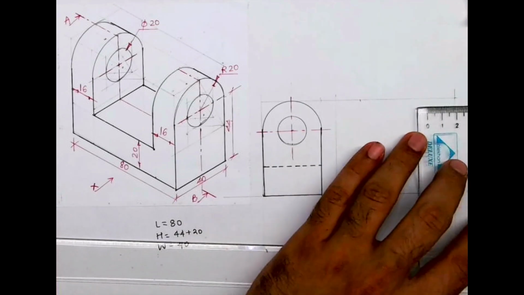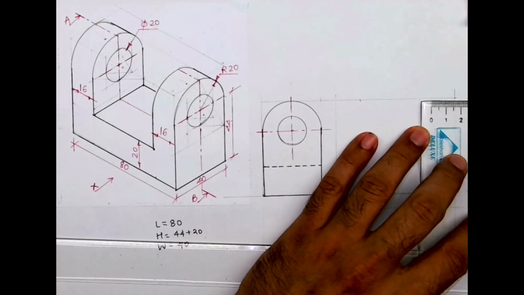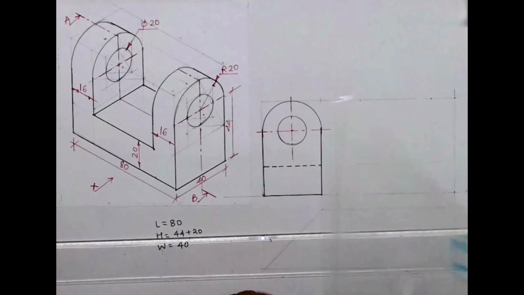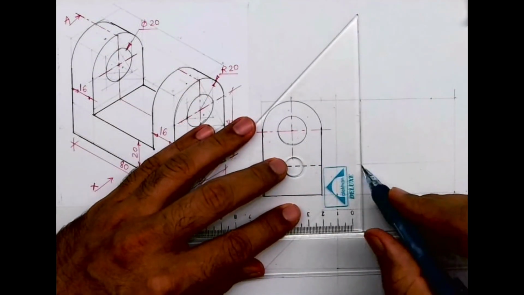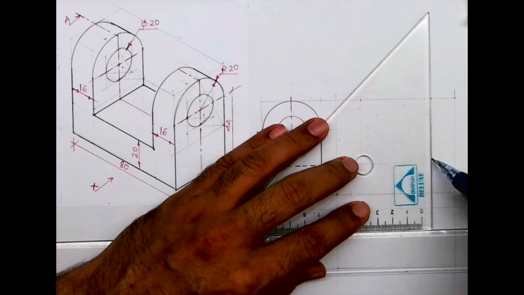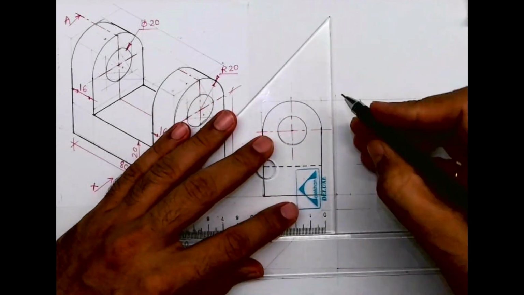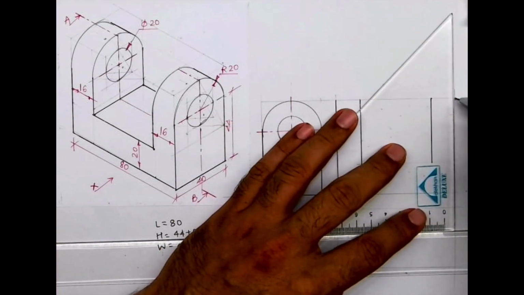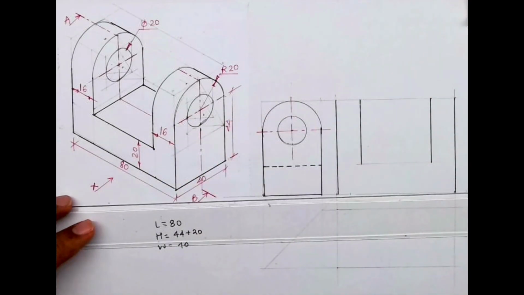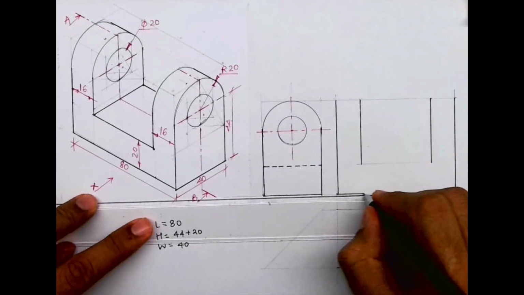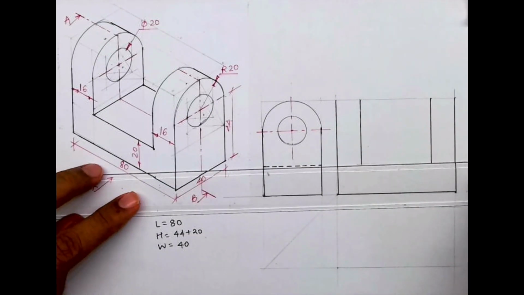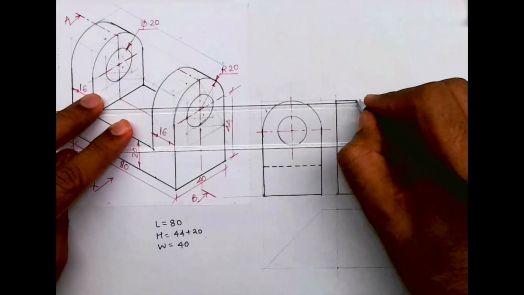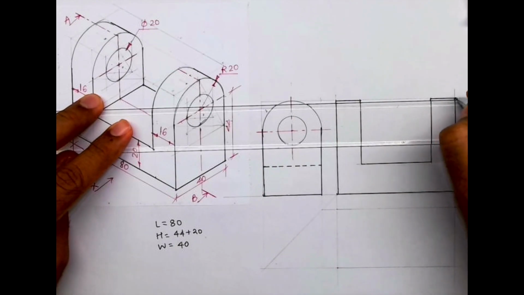Now we'll draw the front view. We'll take 16, 16 on both the sides. And from here we'll draw a vertical line. From here also we'll draw a vertical line. So this way we can draw this U shape in the front view. This will be dark, this will be dark.